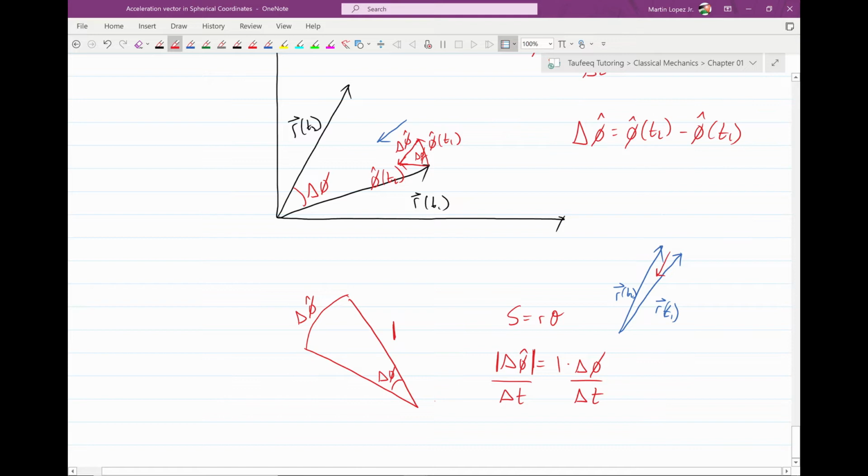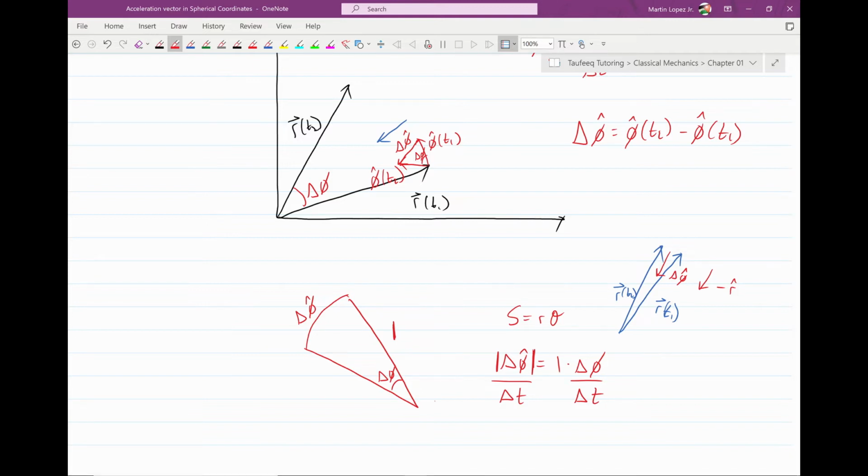But delta phi hat will essentially point in this direction. Okay, you can see that. It's kind of pointing towards the center. And if they were super, super close, it would actually point in the direction of negative R hat. It's pointing opposite.